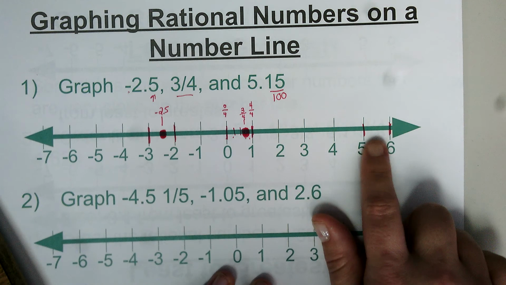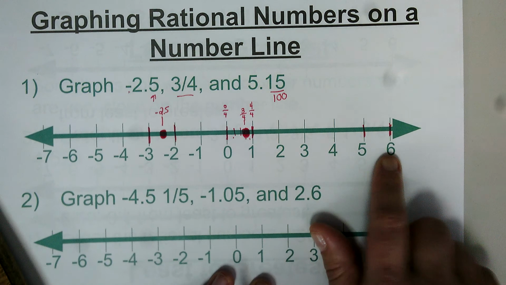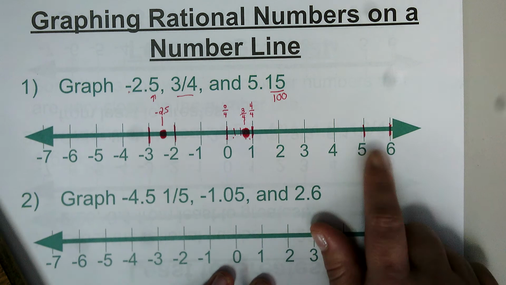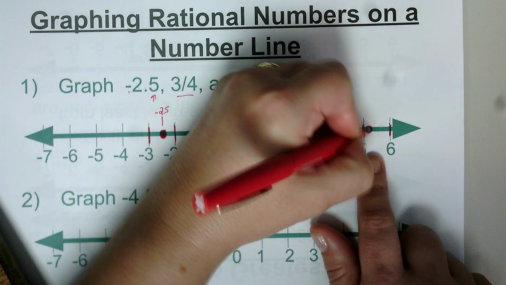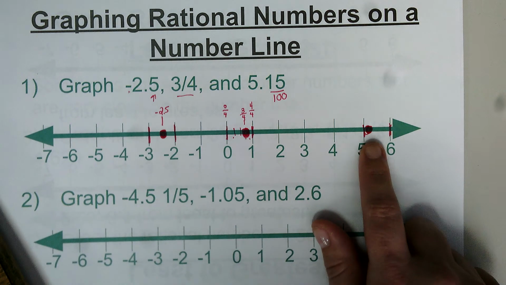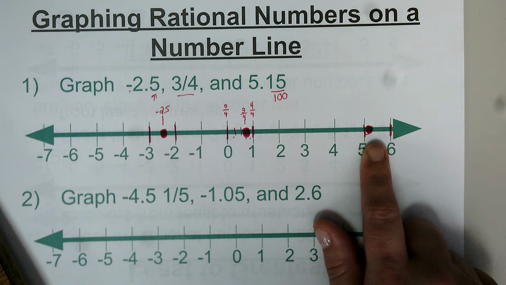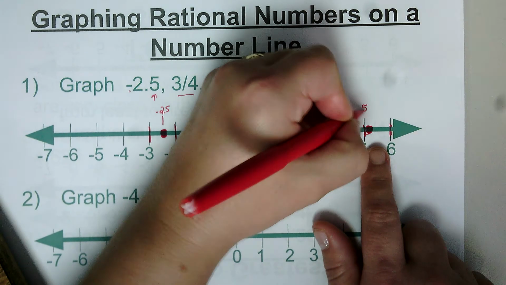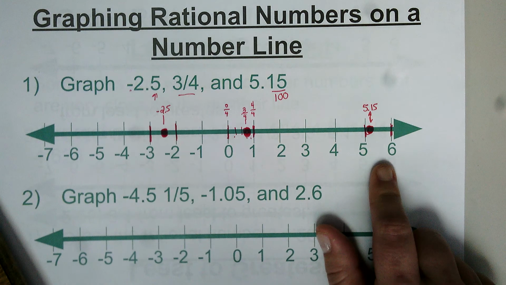Well, I don't really want to count 100 marks between this 5 and this 6, but I know that 15 is a whole lot closer to 0 than it is to 100. So I can just estimate my point being right about here, really close to the 5. And that is good enough if you were locating the dots on a general number line graph. Okay, so this would be my estimate of 5 and 15/100ths right there. Okay, all right.